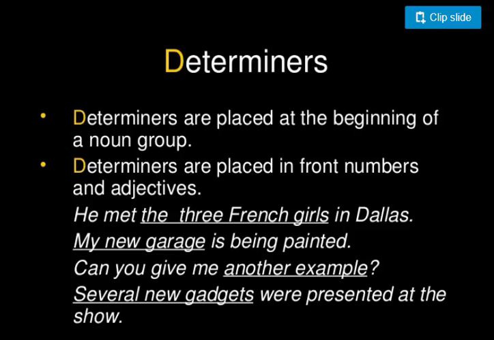My new garage is being painted. Here new is an adjective and garage is the noun. So my becomes the determiner, which comes in front of the noun group. Can you give me another example? So another means you show something or point something out, so it comes before a noun or a noun group, so it is known as a determiner. Several new gadgets were presented at the show. So several is the determiner which comes before new gadgets.